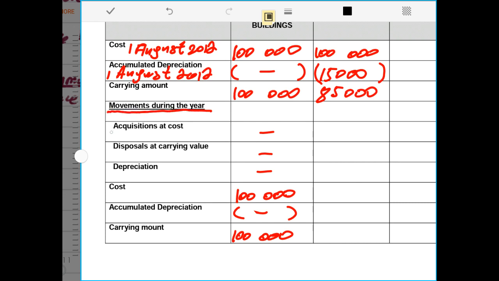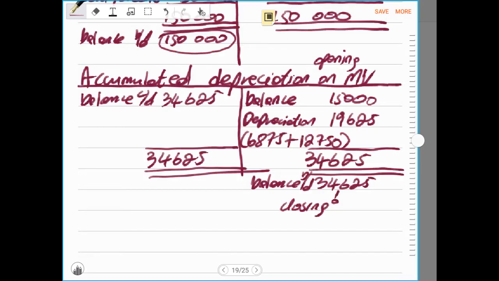Under the movements, we have acquisition, which is purchases of assets. Purchase of vehicles during the year. Then we ask ourselves, was there any purchase of motor vehicle during the year? The answer is yes. We bought a new vehicle, costing an amount of 50,000 rands. Let us check in the ledger account.